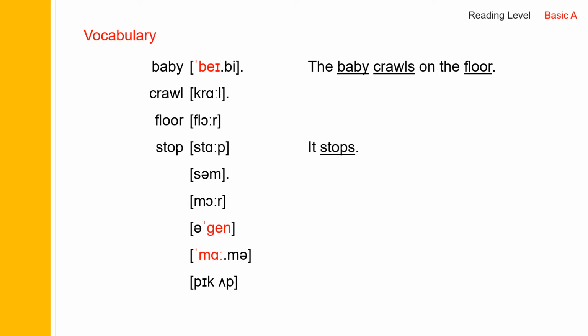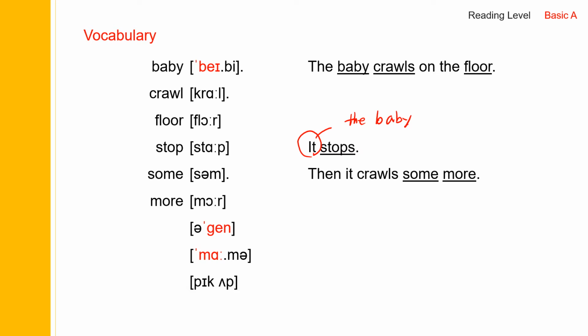It stops. Here in this story, it is the baby. The baby, and then we do not know whether the baby is a boy or girl, so we use it. It stops. Next one, some. Some spells S-O-M-E, some, and next one, more. More, M-O-R-E. Then it crawls some more.